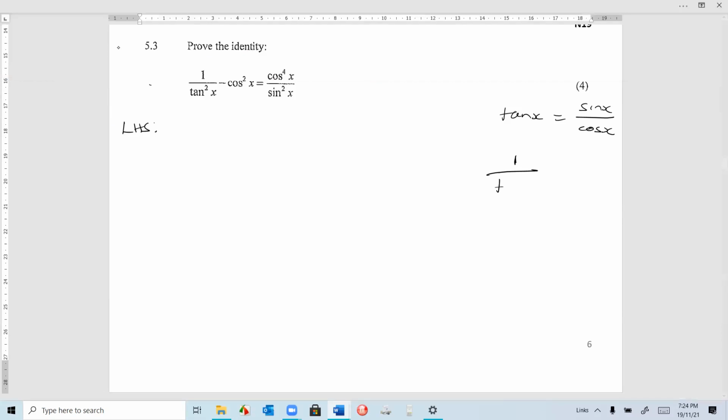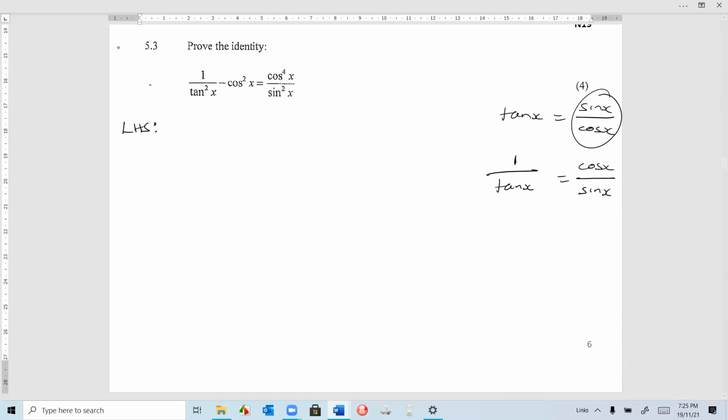So if we flip this 1 over tan x, you actually flip the right hand side, and 1 over tan x will be cos x over sine x. It's quite handy to know. Is that making sense to you?